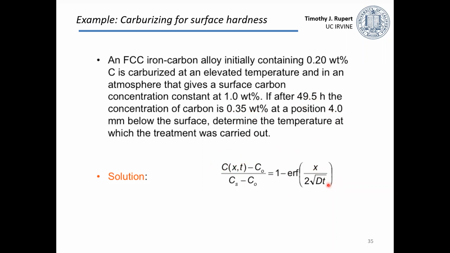Well, what's the problem asking? It's asking me the temperature. If I look, temperature is not directly in this. So what's the one thing I don't have? I'll give you a second to think. Yeah, the only thing I don't have in this is the diffusivity. So it turns out that I need to find that first, and then I can use that to figure out what my temperature is.